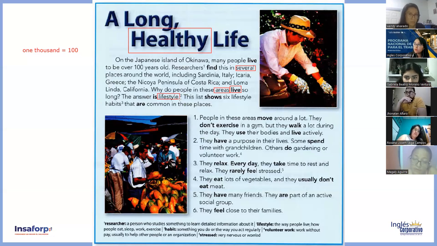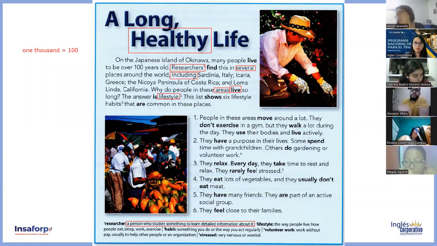Yes, Sofía. La palabra que dice researchers. Los investigadores, yes, researchers. Son los que investigan, hacen estudios. A person who studies something to learn detailed information. And that is a researcher. Okay. Yes, Jonathan. ¿Cómo se pronuncia including? Including, yes, that's a good one. Including. Incluyendo, right? Including Sardinia, Italy, Icaria, Greece. Okay. Not any other word? No sé si hay otra palabra.